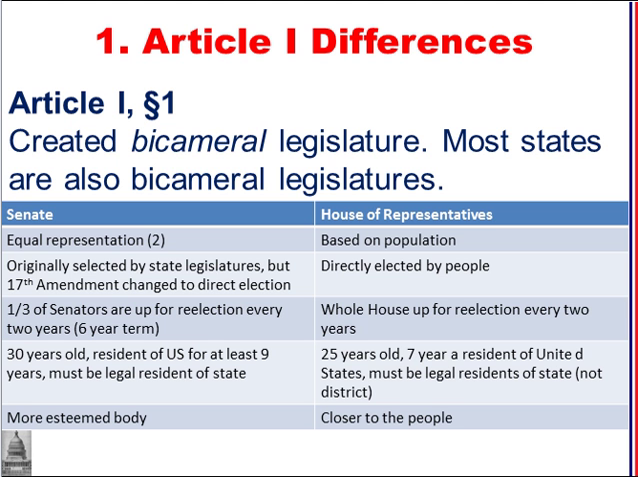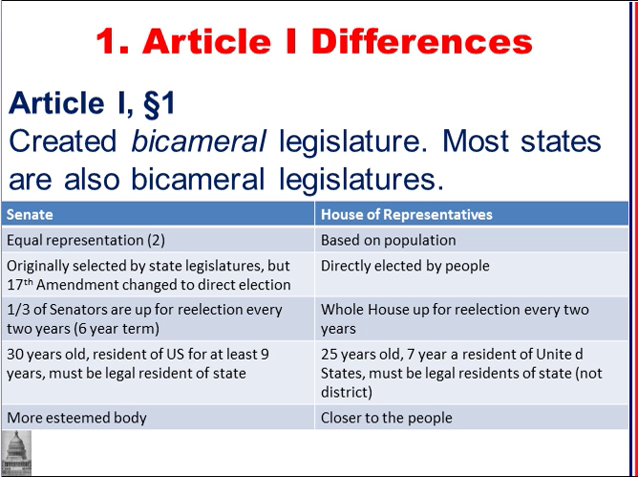Now let's look at the Senate, some of the constitutional issues addressed in Section 3 for the United States Senate. Each state gets two senators. It's based on equal representation. Originally, the United States senators were elected by members of the state legislature, but the 17th Amendment changed that and made United States senators directly elected by the people of the state.